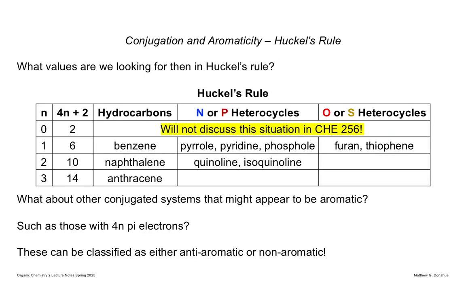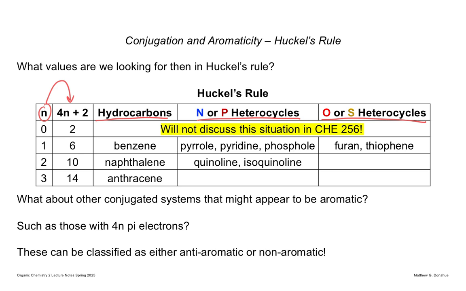So here's a chart that shows some of the classes that we'll look at where we have n, again, integers. We're plugging it into there, and that's spitting out the number of pi electrons. And then the different classes: hydrocarbons, nitrogen or phosphorus heterocycles, oxygen or sulfur heterocycles. When n is 0, we're not going to talk about any of those molecules in this class.